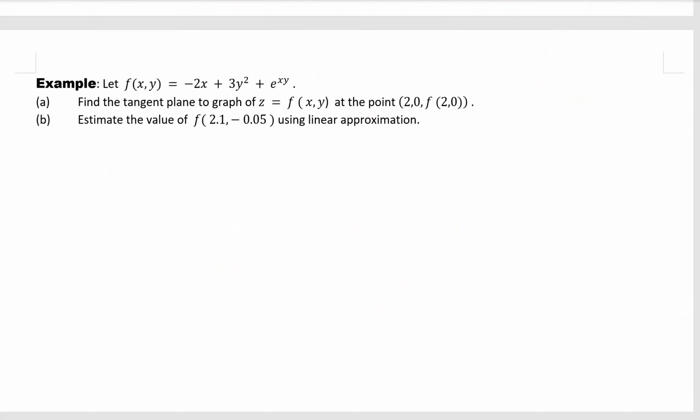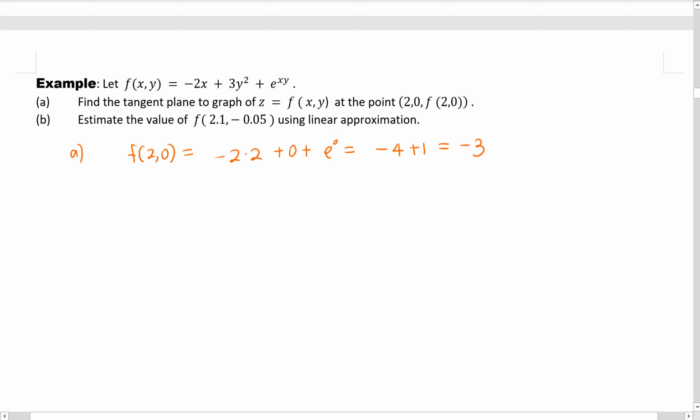So here we have a function. Part A, find the tangent line to the graph at the point (2, 0, f(2, 0)). Okay, so let's do it. First, what is f(2, 0)? So we plug in x is 2, y is 0. Well, 3y squared is 0, e to the 0 is 1. So we have minus 4 plus 1 equals minus 3. So far, so good, everybody?